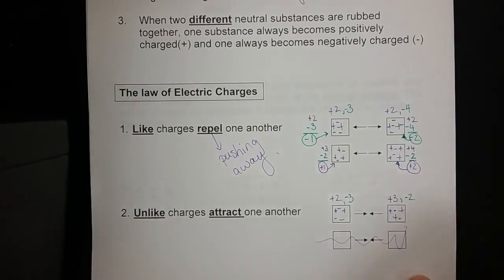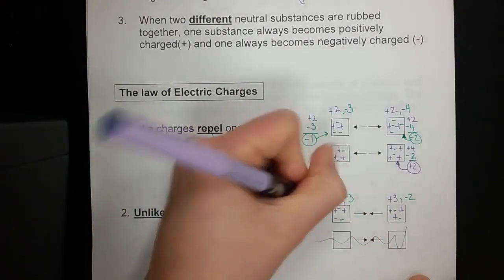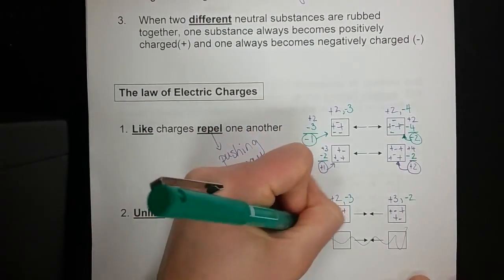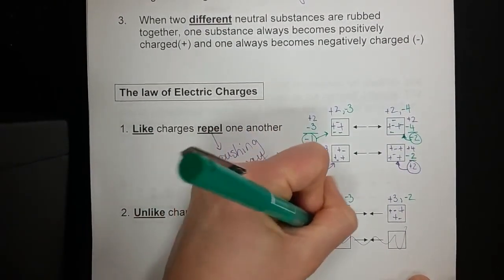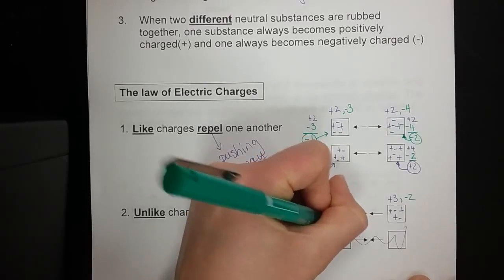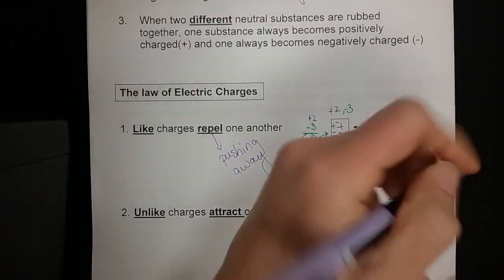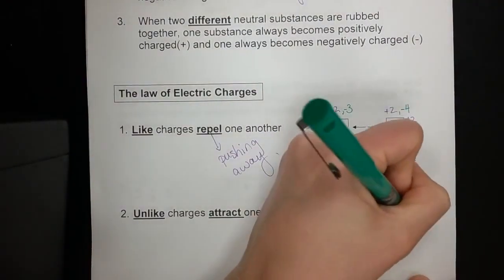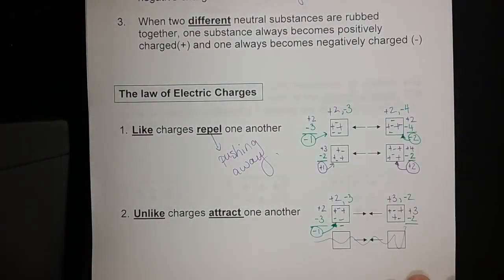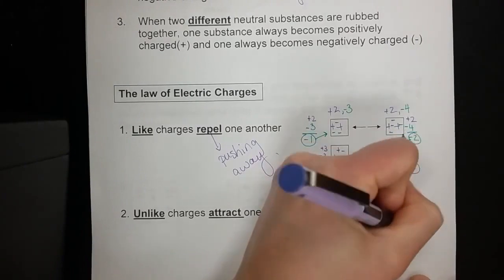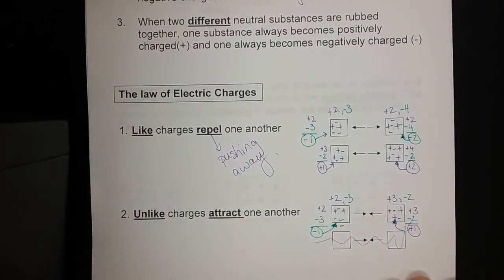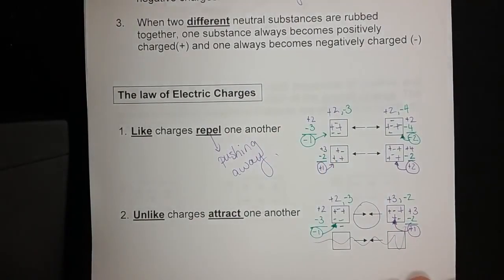So once again, I do the simple math. So I have +2 -3, and that equals -1. So this object has an overall negative charge. And then over here I have +3 -2 equals +1. So this object over here has an overall positive charge, and they are attracted or drawn together.